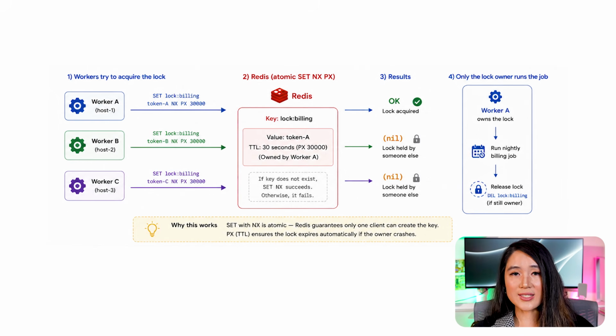Everyone else backs off. Because commands are atomic, there's no race between checking and setting. There are sharper edge cases here. That's what the Redlock algorithm exists for, but the single instance version covers a surprising amount of real-world ground.